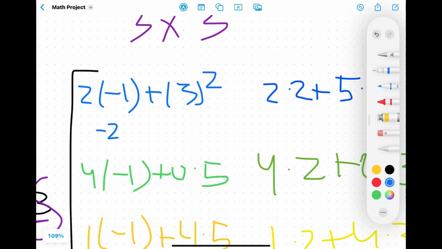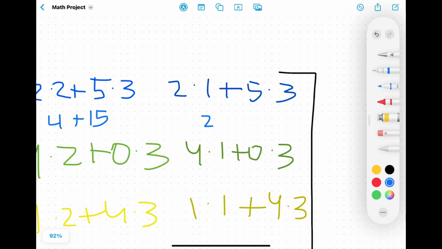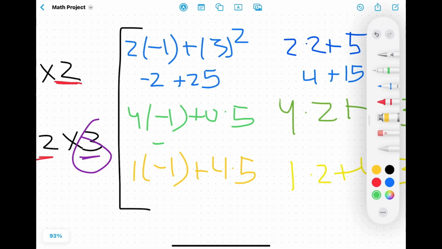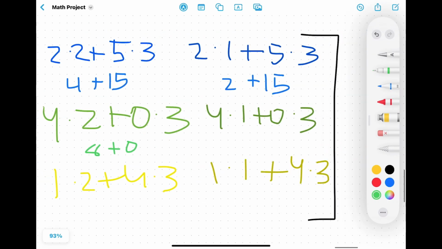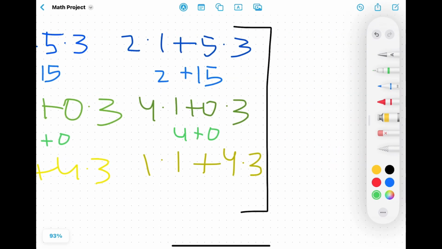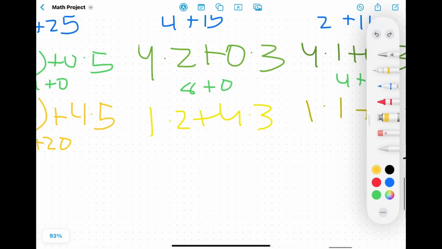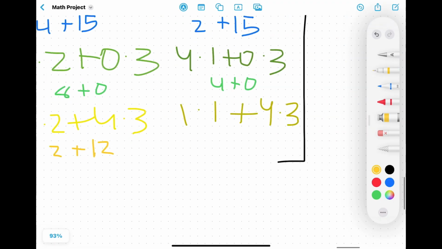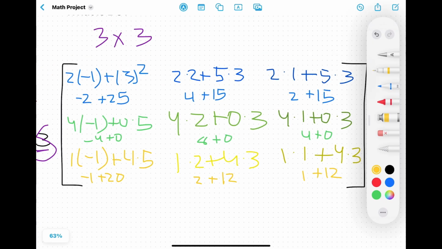Now we gotta do some simplification. Okay, first row, negative 2 plus 25. 4 plus 15. 2 plus 15. Now the second row, negative 4 plus 0. 8 plus 0. And 4 plus 0. Our third row is negative 1 plus 20. 2 plus 12. And 1 plus 12. We're close to the end. All we need to do is simplify one more time.